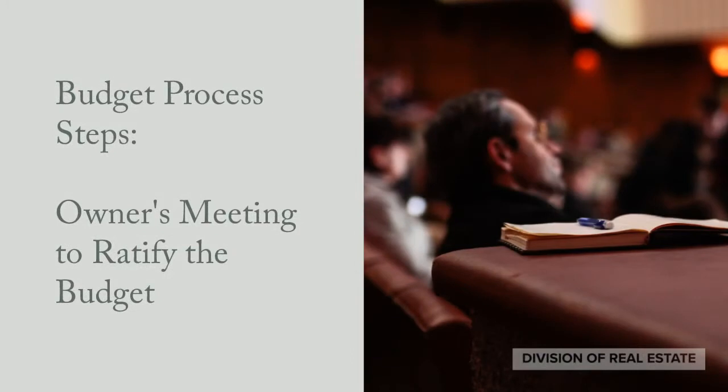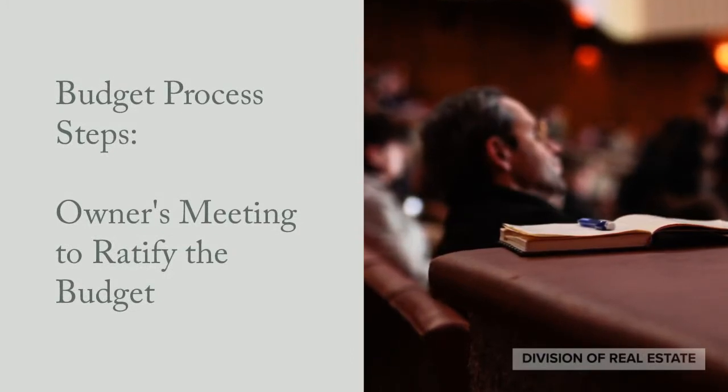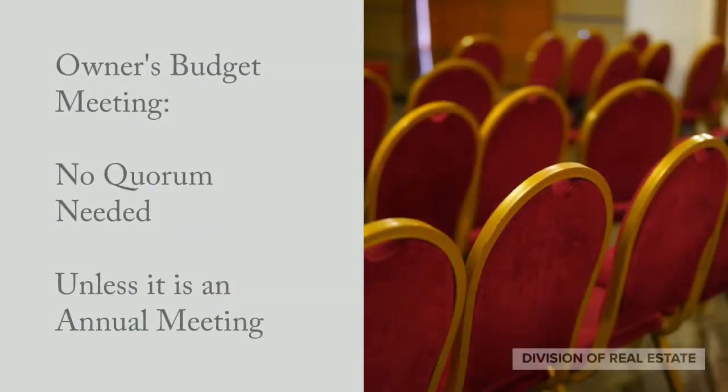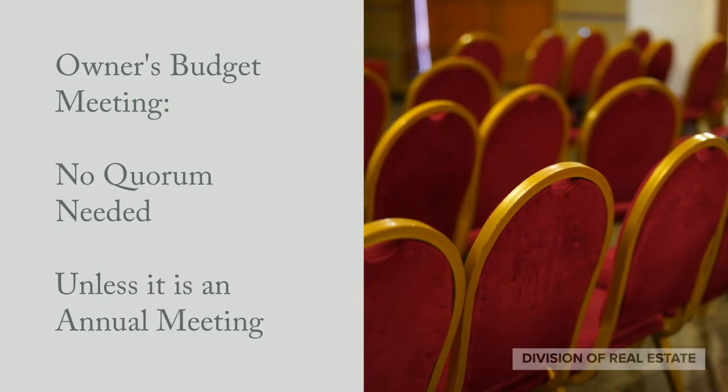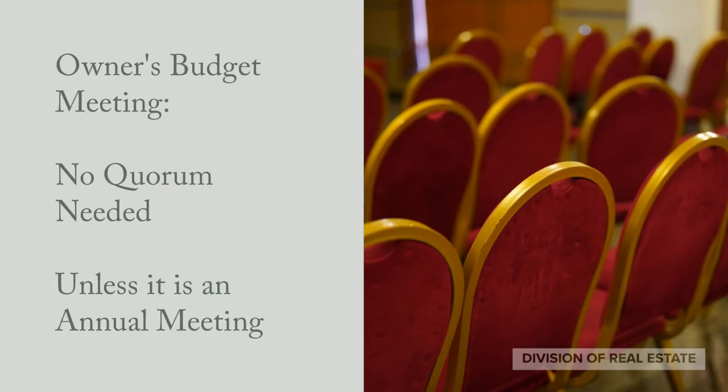The next step in the budget process is to hold an owners' meeting to ratify the budget. For this meeting, normally a quorum is not required. If, however, the meeting to ratify the budget is taking place at the owners' annual meeting, then a quorum must be present in order to ratify the budget.